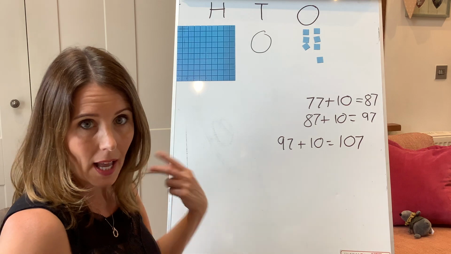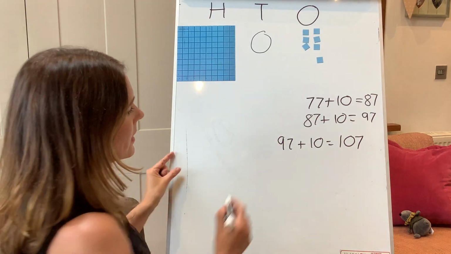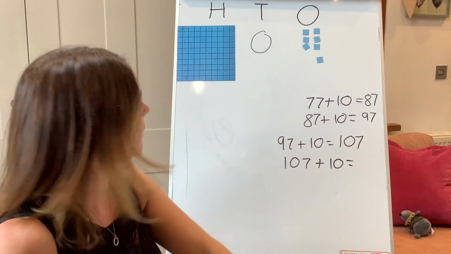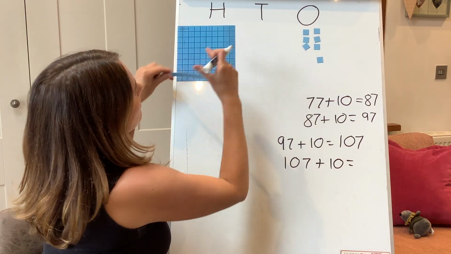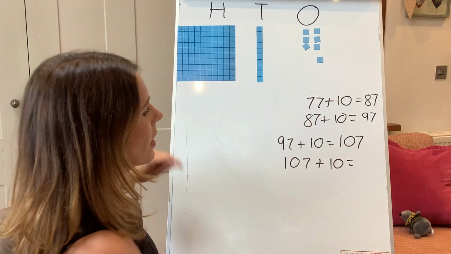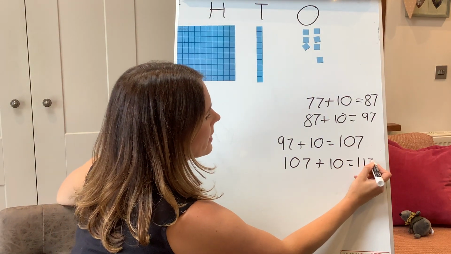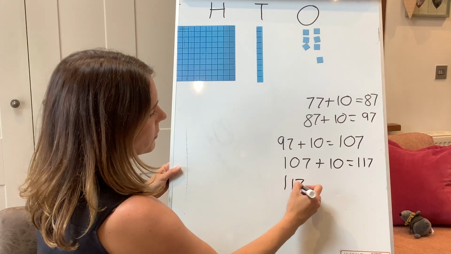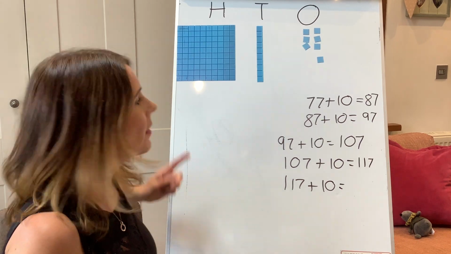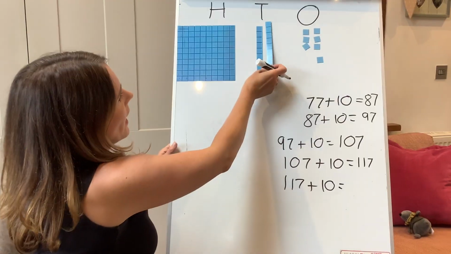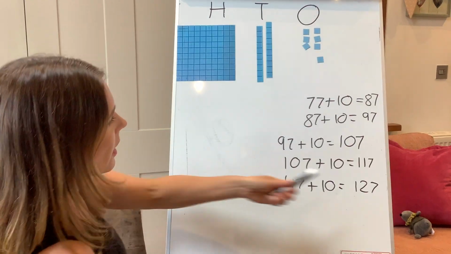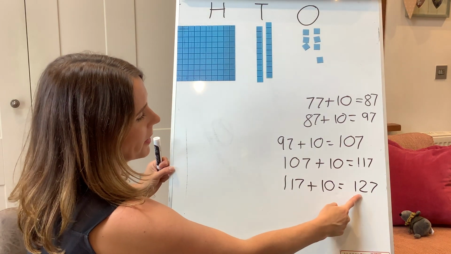And then we could carry on adding 10. 107 add on 10 would be 110 and 7. So it would be 117. Then we could have 117 add 10. What would that be? That would be 127. And again, at the moment, it's only the tens column that is changing.